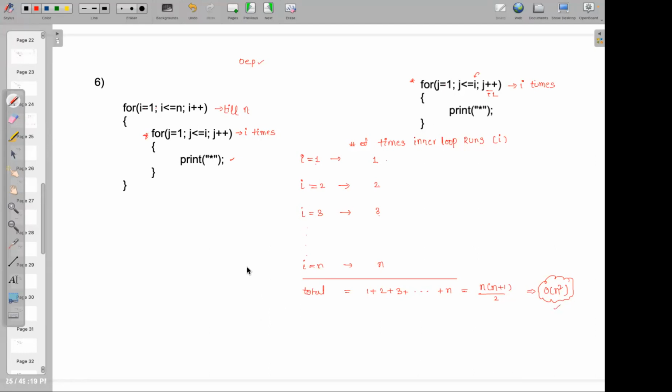Got it now? This is the whole code answer, friends. Order of n square. No, it is not order of n cube. Okay, Varun, can you unmute and tell me how you got order of n cube?